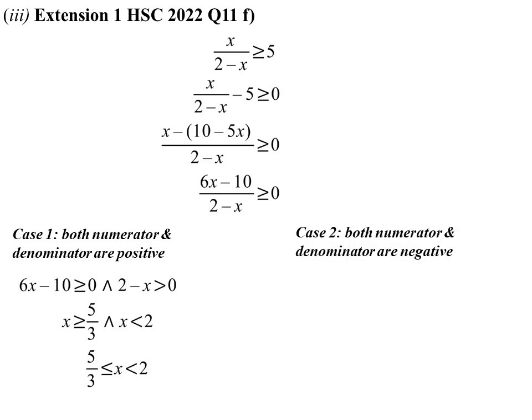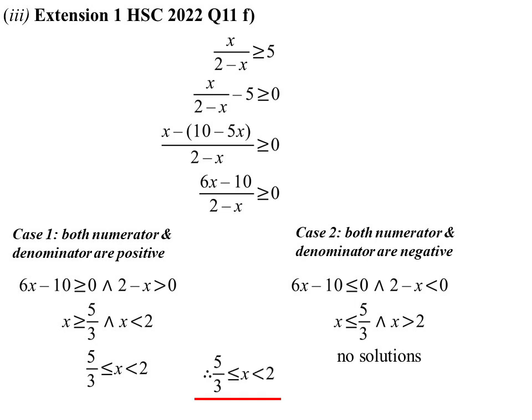The other possibility is, of course, they're both negative. So if they're both negative, we end up with the possibility that x is less than or equal to 5 on 3 and x is greater than 2. Well, 5 on 3 is 1 2/3, so it's impossible to find a number that is both less than 1 2/3 but also greater than 2, so this case has no solutions. So overall there is only one solution, and that is x is in between 5 on 3 and 2. Again, as I say, not a huge fan of thinking about it that way, but it is another way you could think about that type of inequation.